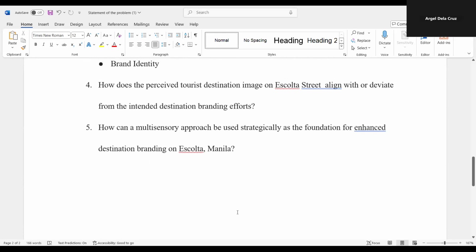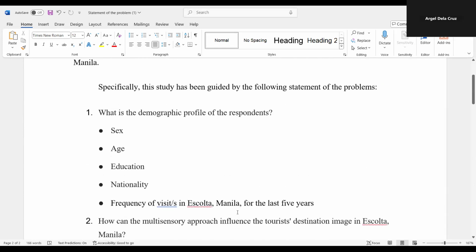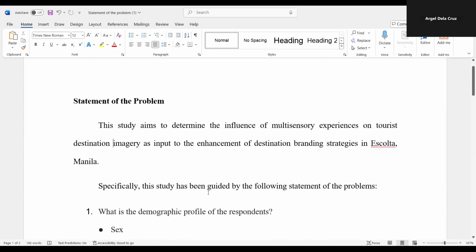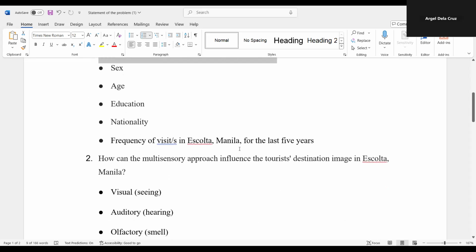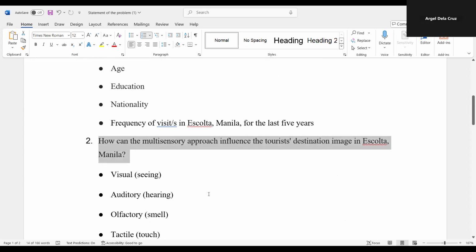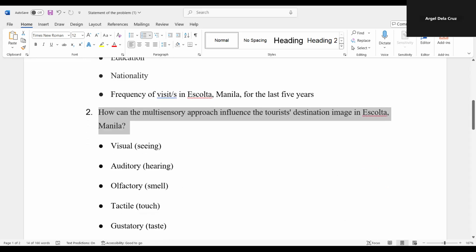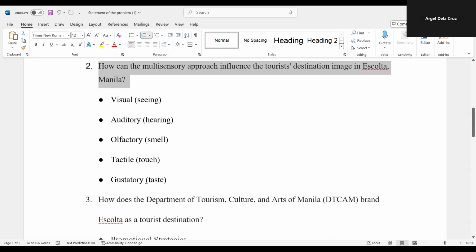Okay? So, the requirement would be, okay, ito, tingnan natin. So, restatement of the problem. This study aims to determine the influence of multi-sensory experience on tourist destination imagery as an input to enhancement of destination branding strategy in Escolta, Manila. Specifically, they would want to gather the demographic profile. So, malamang titas to kasi may demographic profile. How the multi-sensory approaches influence the tourist destination image in Escolta: visual, auditory, olfactory, tactile, gustatory.